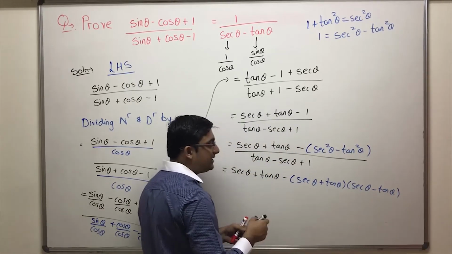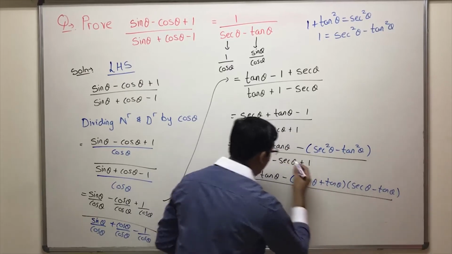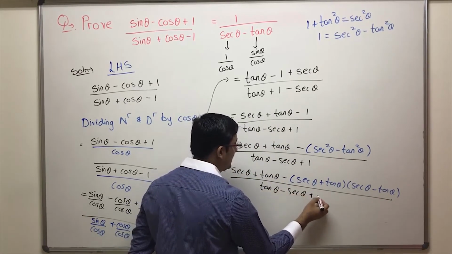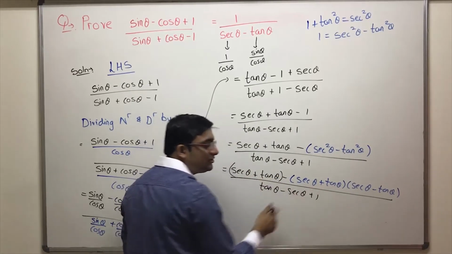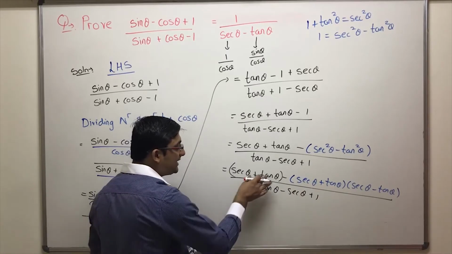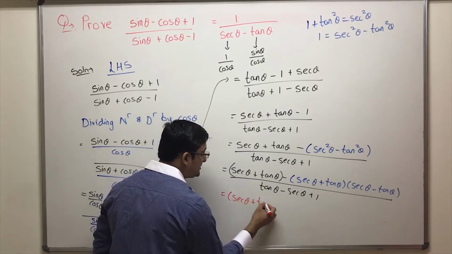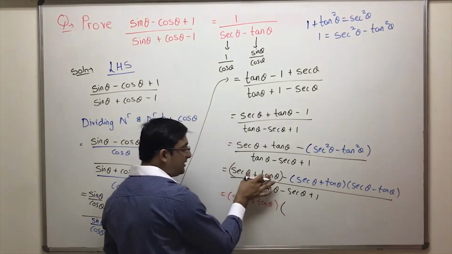Is this clear? I repeat, a square minus b square is a plus b into a minus b, upon tan theta minus sec theta plus 1. So take this as one term. Now here also sec theta plus tan theta, here also sec theta plus tan theta. So I'll take sec theta plus tan theta as common. So what remains inside? Sec theta plus tan theta.